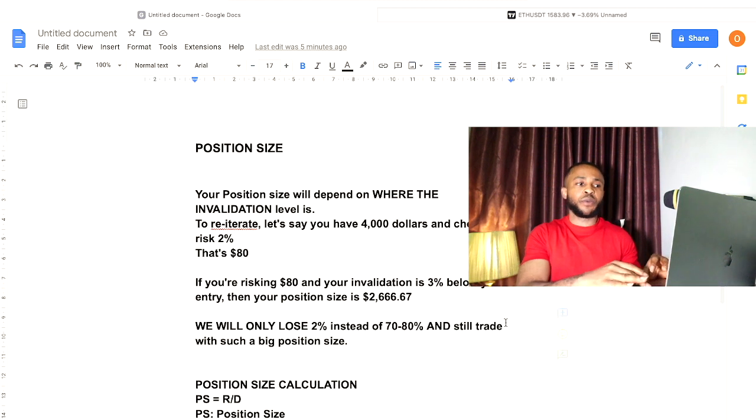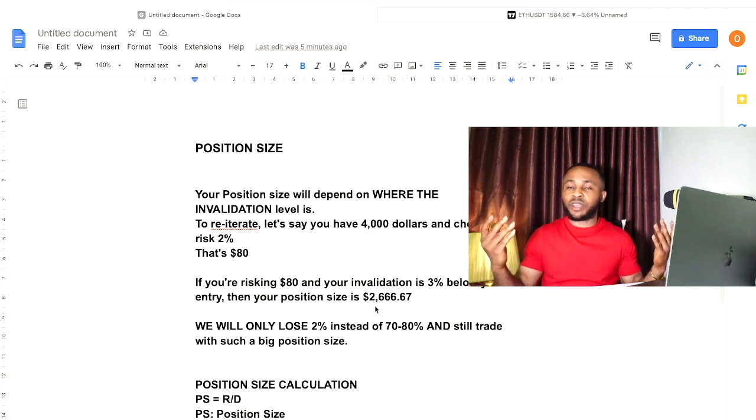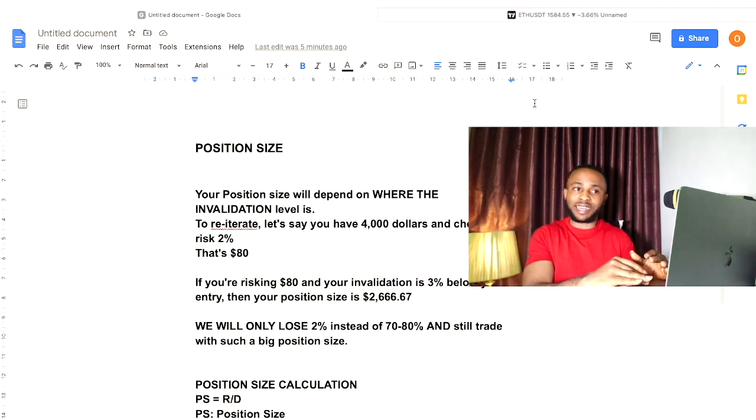So as you can see here, we have position size. Your position size will depend on where your invalidation level is. So to reiterate, let's say you have a $4,000 account and you choose to risk just 2%, which is the same thing as risking $80. If you risk $80 and your invalidation is 3% below your entry, then your position size is 2,666. How come? Okay, but let's just check it out on a chart.